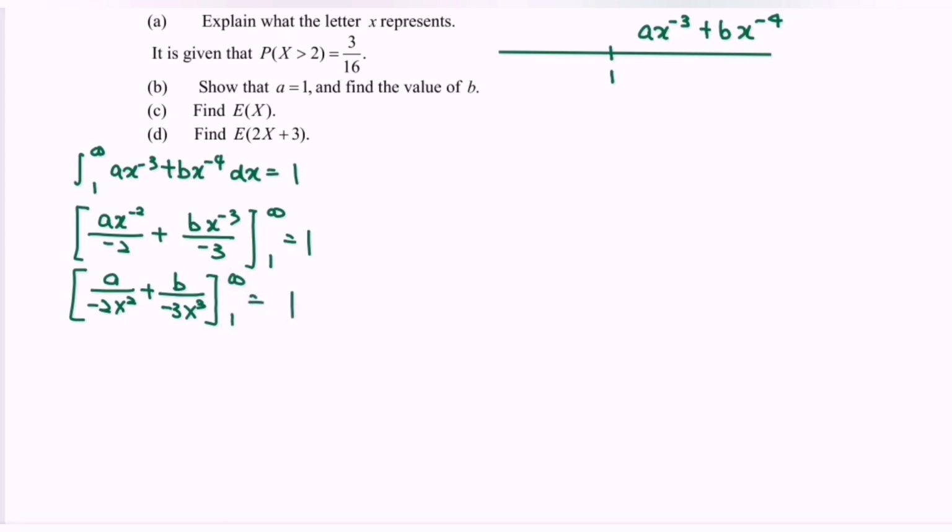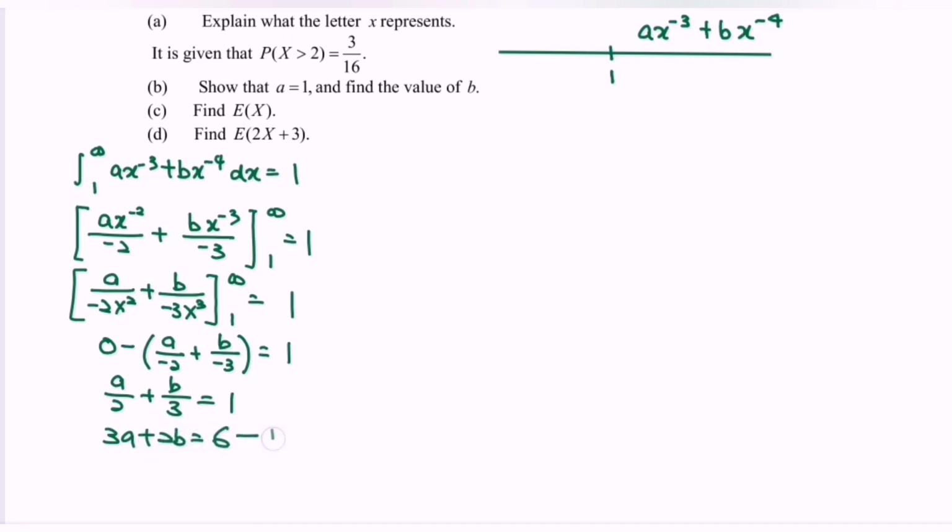If we substitute infinity, a over infinity gives 0, and b over infinity gives 0. So the situation would be 0 minus bracket. If we substitute 1, we have a over negative 2 plus b over negative 3. Kindly expand, so we have a over 2 plus b over 3 equals 1. So 3a plus 2b is equal to 6. That would be the first equation.